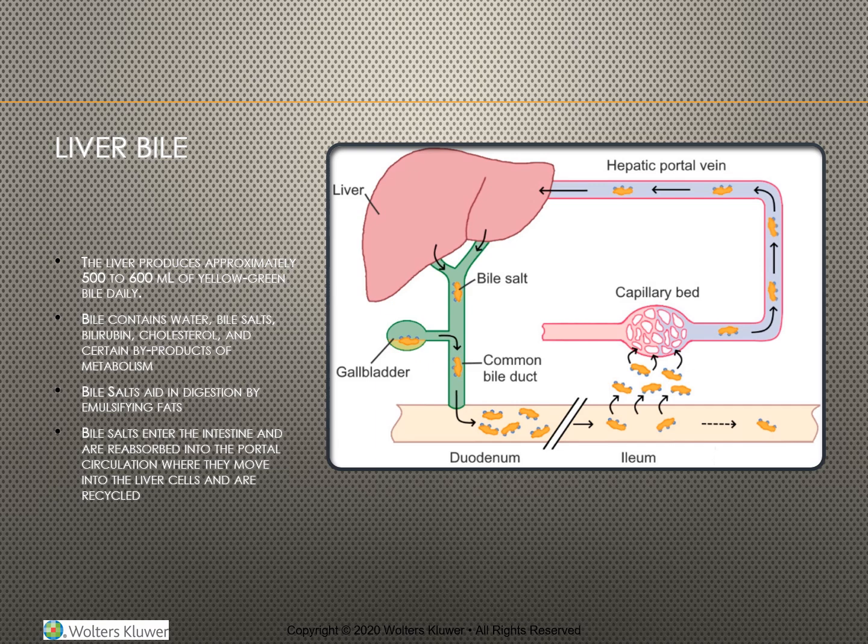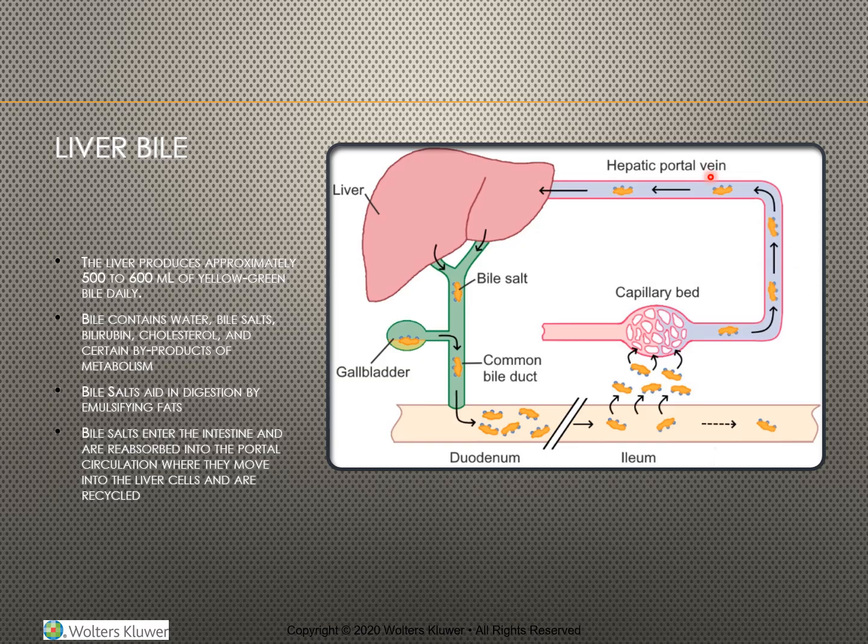So that bile containing bile salts is released into the duodenum and then transfers into the ileum, especially when someone eats, so that it can help with that emulsification and absorption of fat. So bile salts enter the intestine, and after they are used for that emulsification, they are then reabsorbed back up into the portal circulation from the GI tract, where they move back into the liver cells and are recycled.